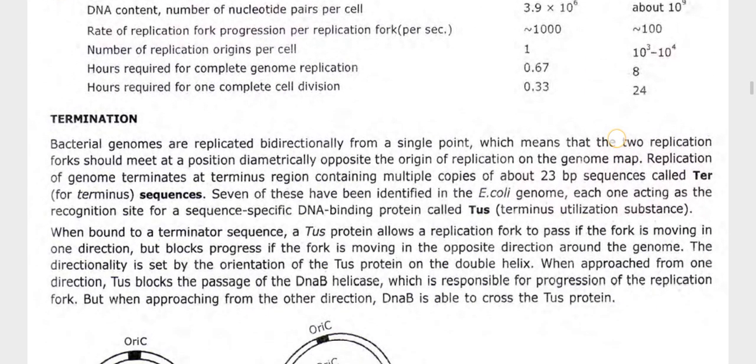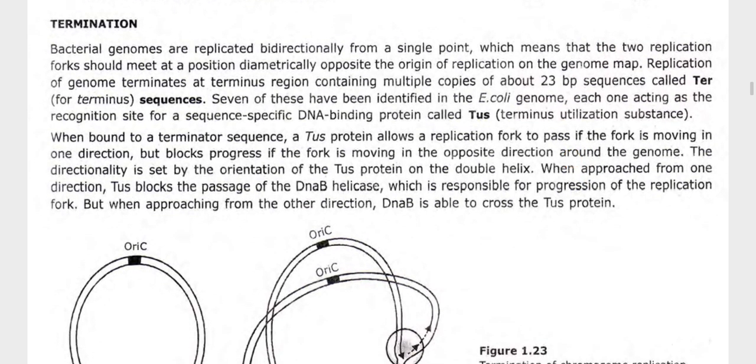Next is termination. Bacterial genomes are replicated bidirectionally from a single point, which means that the two replication forks should meet at a position diametrically opposite the origin of replication on the genome map. The genome terminus region contains single copies of a sequence of about 23 base pairs called the Ter sequence. Seven of these have been identified in the E. coli genome, each acting as a recognition site for a sequence-specific DNA binding protein called Tus, terminus utilization substance.